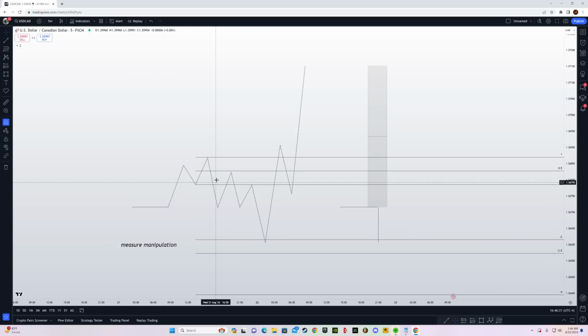Now, I want the price to go into the -2 and -2.5 level. Why? Because that's where the manipulation phase is going to end. And then afterwards, we are looking for a market structure shift.